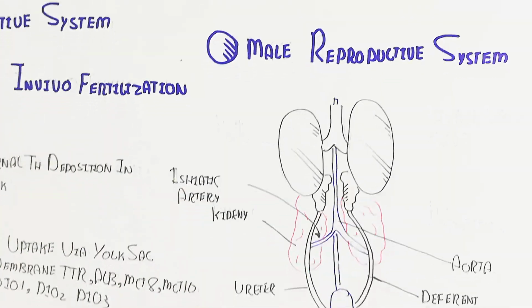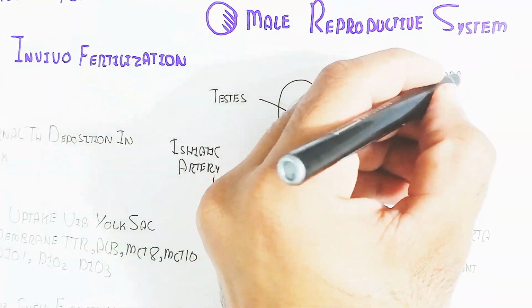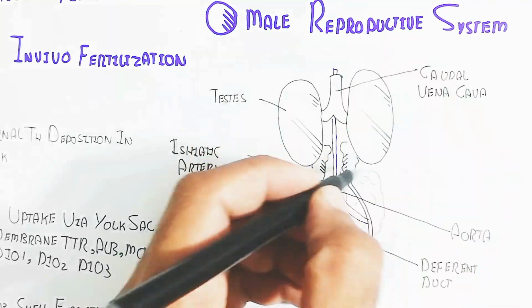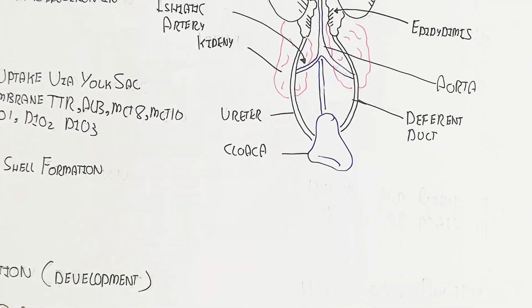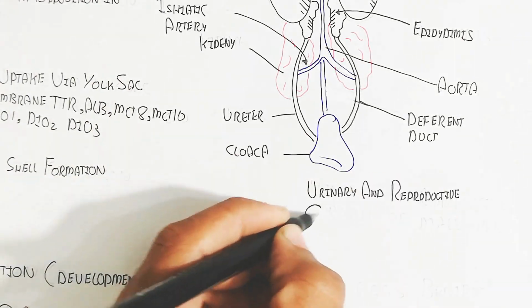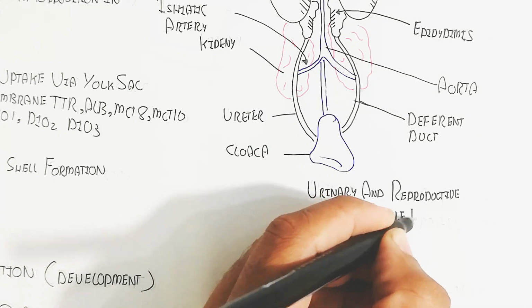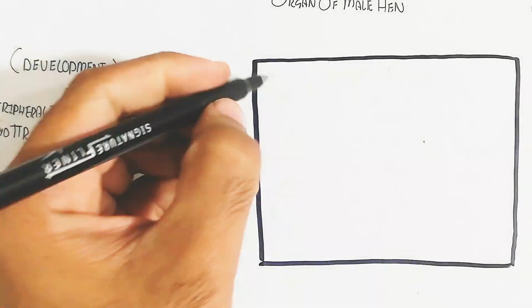So basically the epididymis releases the sperm into the different duct. The urinary and reproductive organ of the male, the cloaca, will release it during the copulation. Copulation means mating. So remember these things. This is the overview of the hen reproductive system. I hope it makes sense.